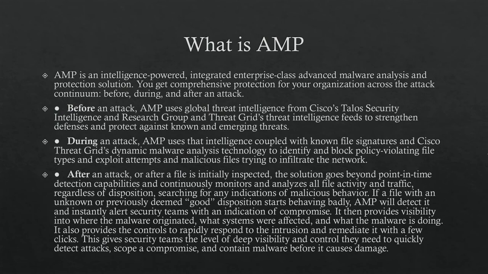Well, let's get to know what AMP is. AMP is an intelligence-powered, integrated, enterprise-class advanced malware analysis and protection solution. This AMP can do three main functions: before an attack, during an attack, and after an attack. Before an attack, it uses something called global threat intelligence. This is also from Cisco Talos. Everything is from Cisco Talos. The team is working 24/7 for you guys, so pay for the license to get better results.